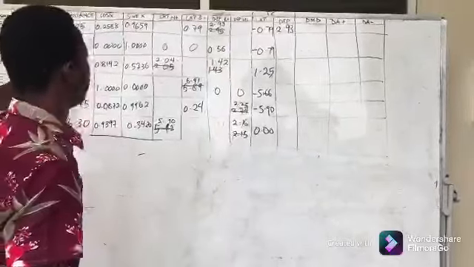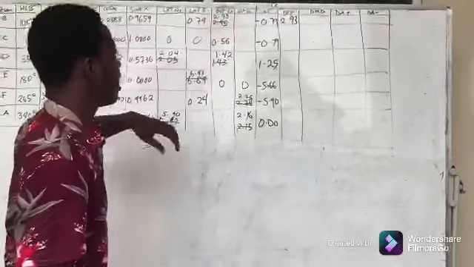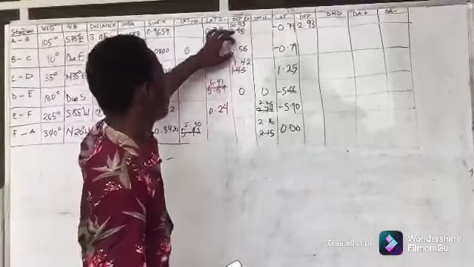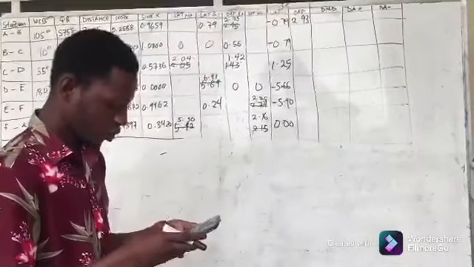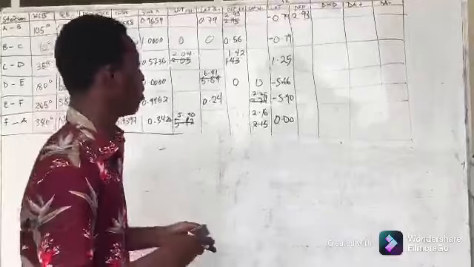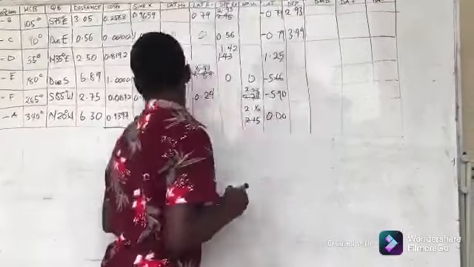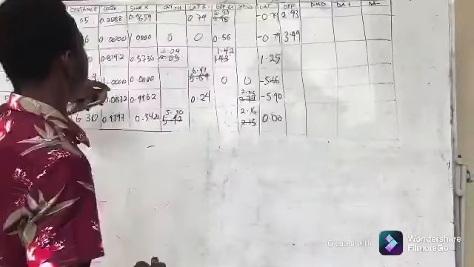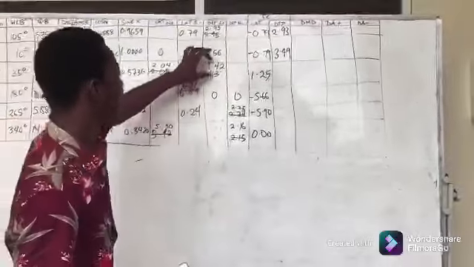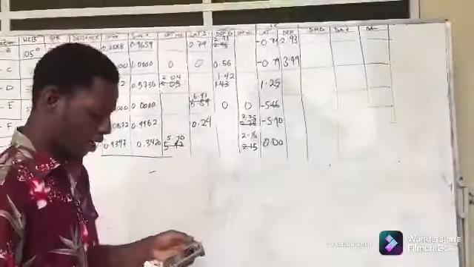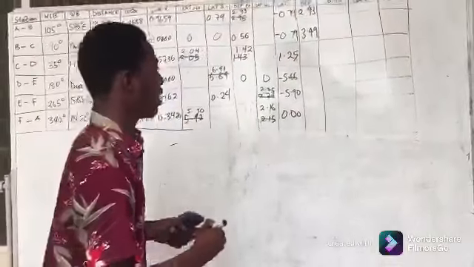For station BC, the value for the departure is 0.56, and it's positive. So I have to add 0.56 to 2.93, which is going to give me 3.49. For station CD, the departure is 1.42. So I have to add 1.42 to 3.49, which is going to give me 4.91.